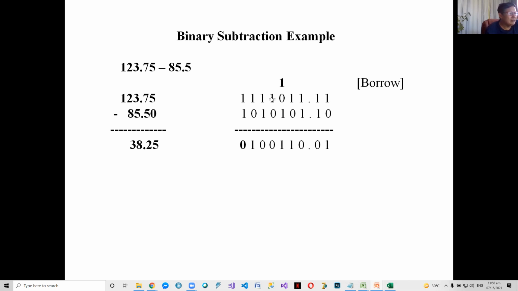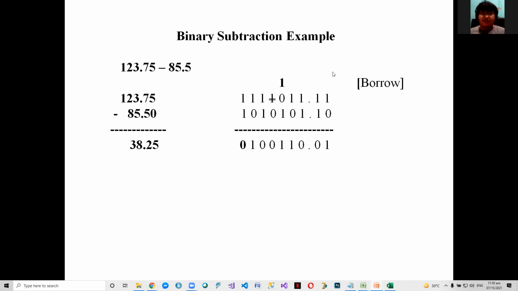Okay? So, bakit ganito? This is not 1 minus 1. But this is 1, 0. 1, 0 minus 1 is 1. They follow? Because the borrow is not a 1. It's a 10 kung sa decimal, right? Do you follow? Because when you borrow, this is not a 1. This is a 1, 0, because this is one place value higher. Right? So 1, 0 minus 1 is 1. Do you get the point?